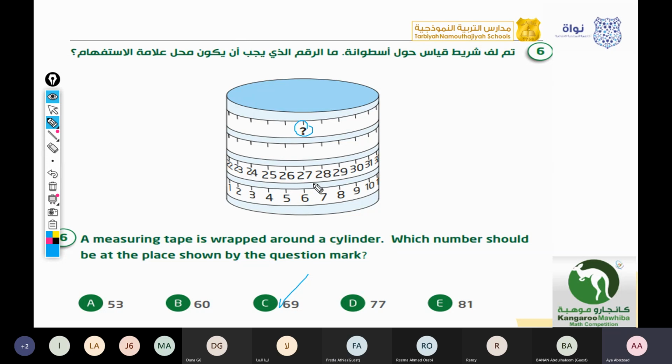So all of you did it the same way? Good job. For this, it's going to be 10. And from here, you take from 22 to 31. So this number will be 69. Excellent. All of you are excellent.